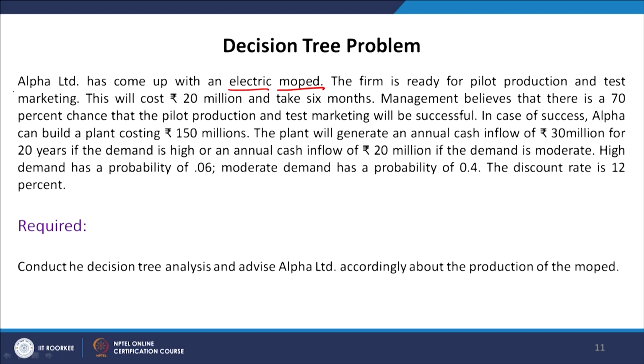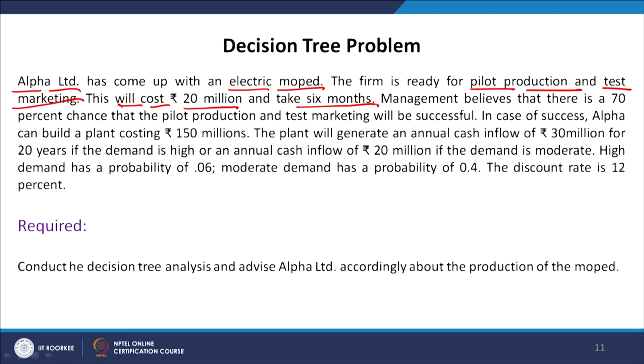This is the name of the company, Alpha Limited. The firm is ready for pilot production and test marketing, which means all tests have been done, and now pilot production and test marketing can be done. When you want to go for the pilot production and test marketing, that will cost us how much? 20 million rupees, and it will take how much time?